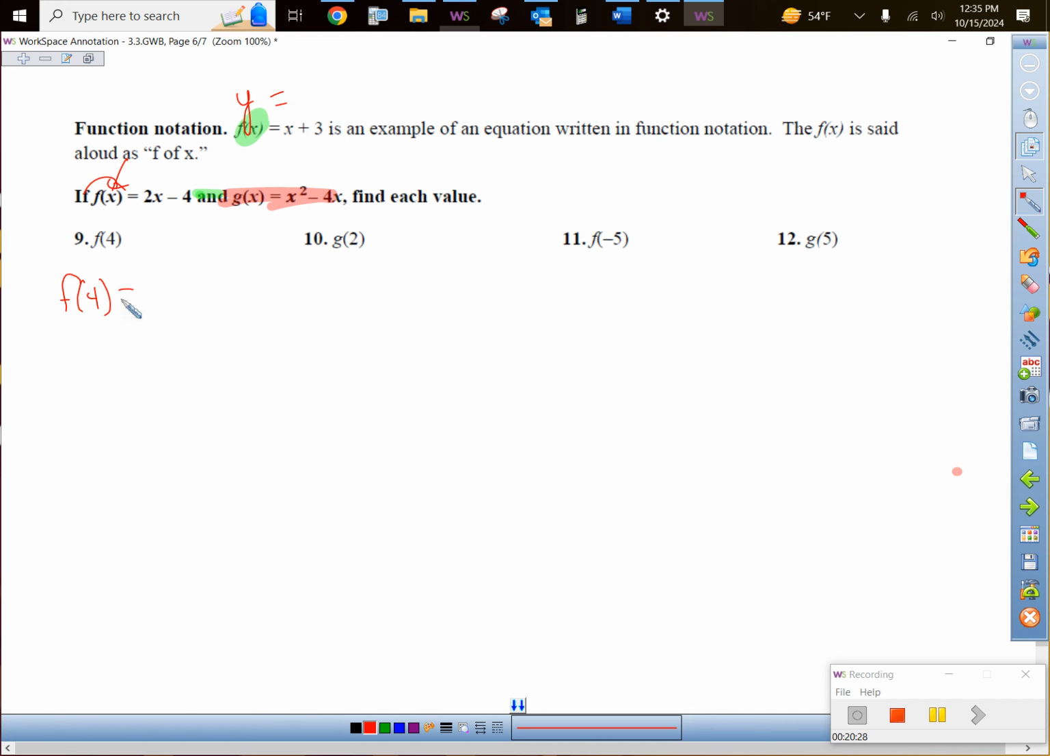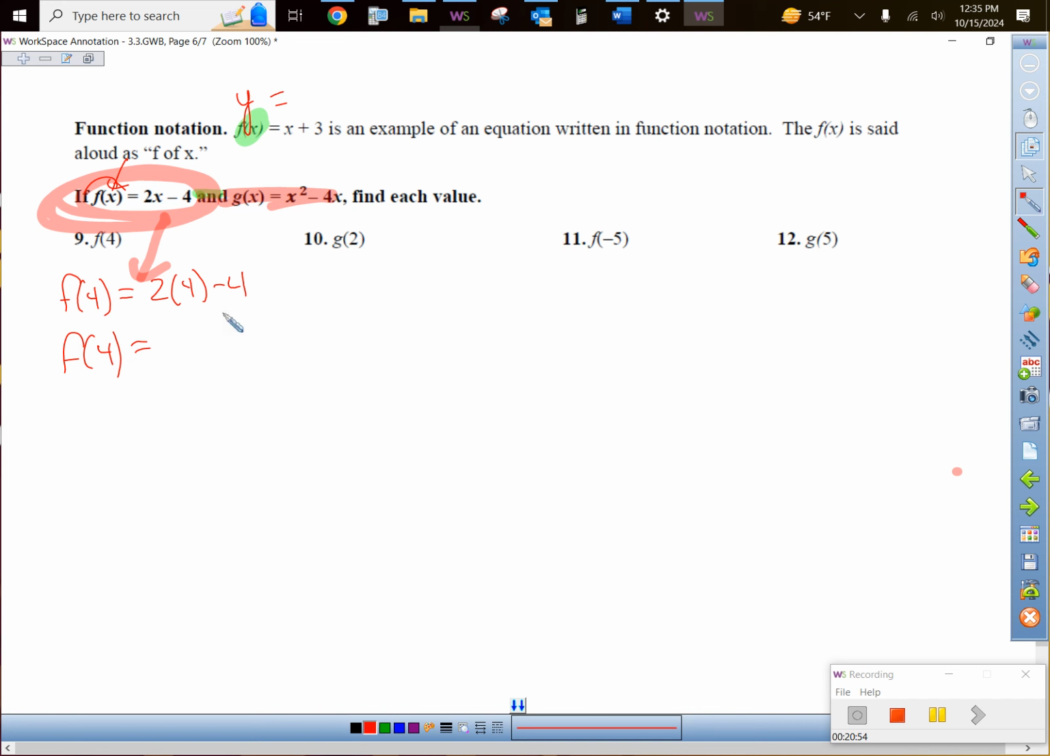F of 4 equals 2 times 4 minus 4. Do you see that what is in this circle right here is literally the same thing, except where there was an x, I have put a 4 in its place? Yes, no, maybe? Are you with me on that? Here's the part. There is nothing you can do right here. Absolutely nothing. F of 4 will remain f of 4.